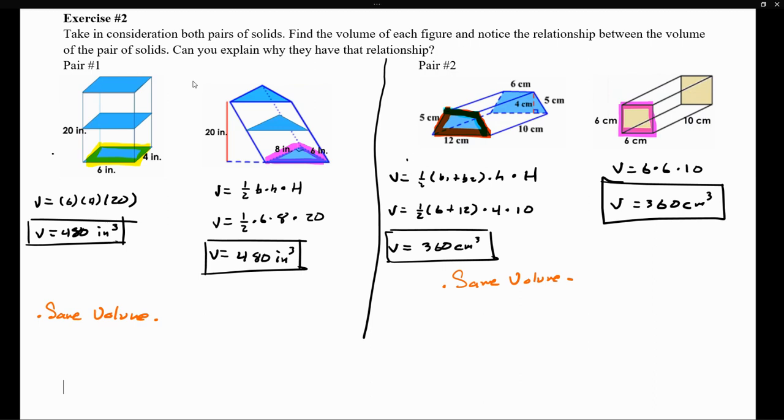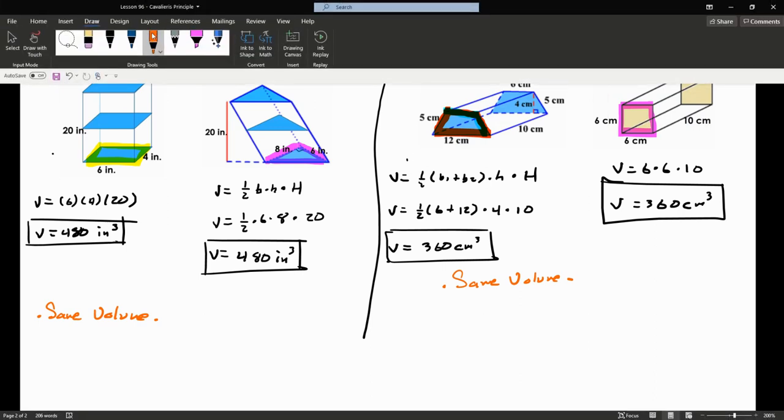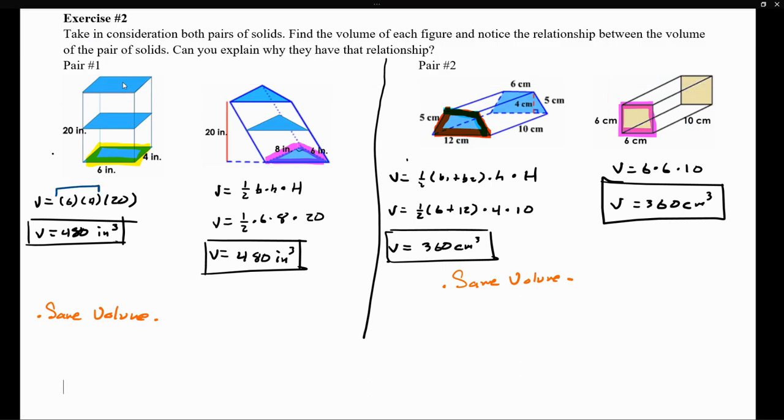But we're talking about completely different figures here, because here my base is a square, and here my base is a triangle. So how come this figure and this figure have the same volume? Well, if we take a closer look at the area of the base, notice that we're going to have the same value. 6 times 4 is 24, and 8 times 6 times 1/2 is 24. So here we're saying that our area of the base is 24.